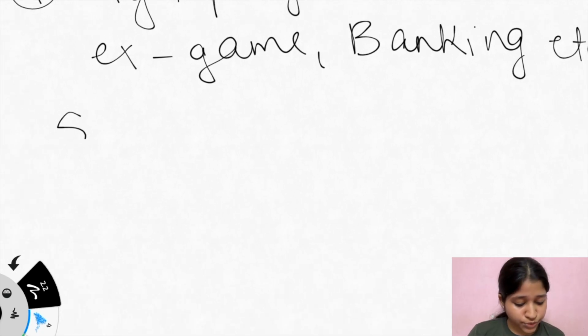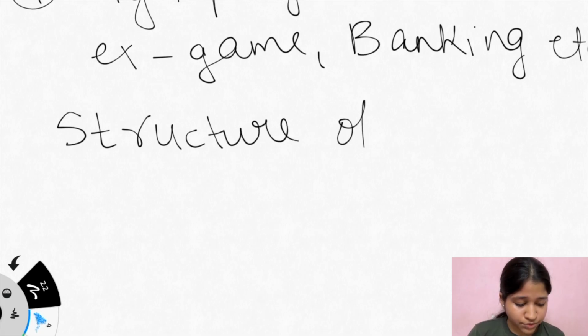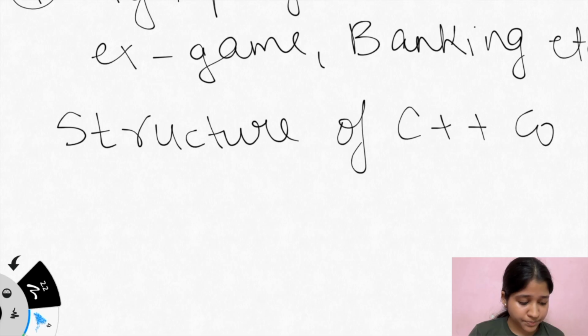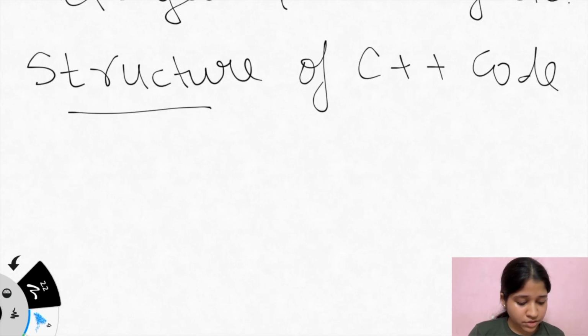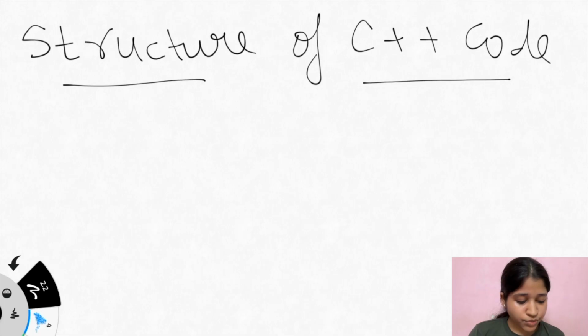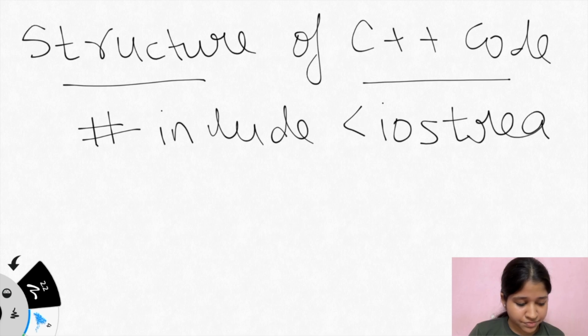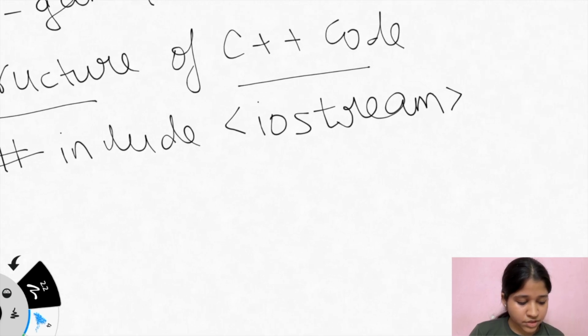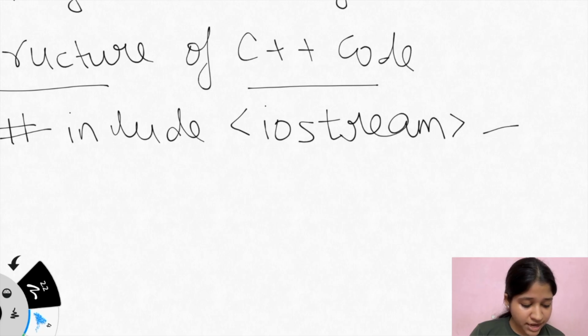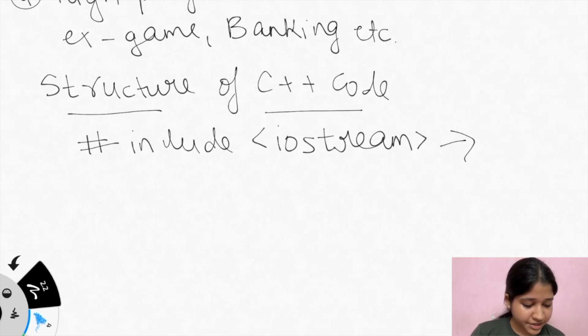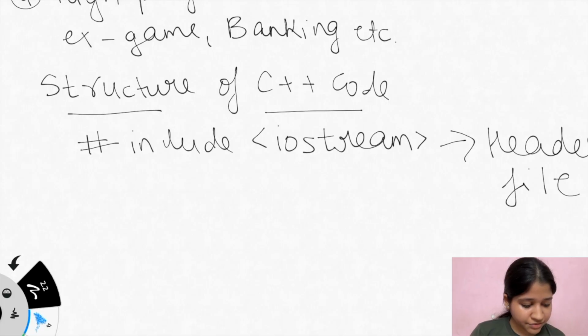Now let's move to the structure of C++, because before writing our first code, we need to understand the structure of C++ code. So in the very first, we have some files. We include iostream. Now what is iostream? Iostream is a header file.